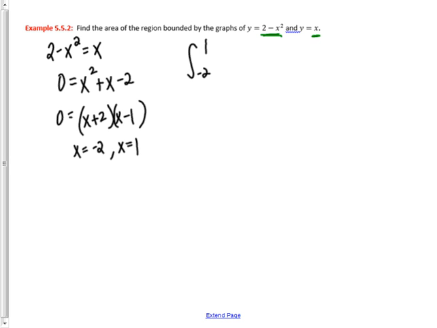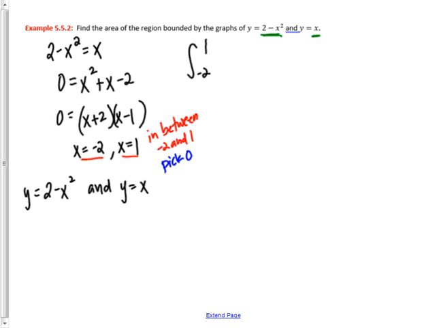But now I need to know top graph minus bottom graph. Okay, which one of those two is on top? It's really easy to do this. You've got these two graphs. So what I did is I told you, take your limits of integration and pick a number in between. So you want to go in between -2 and 1. So I pick 0 because it's easy.